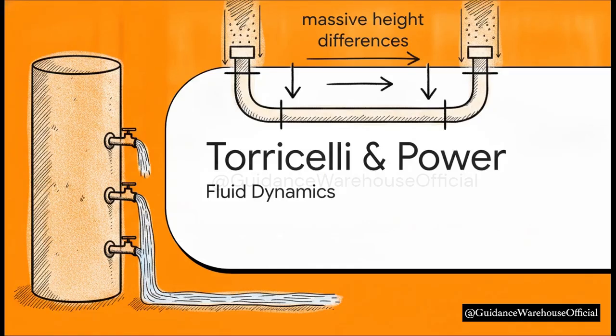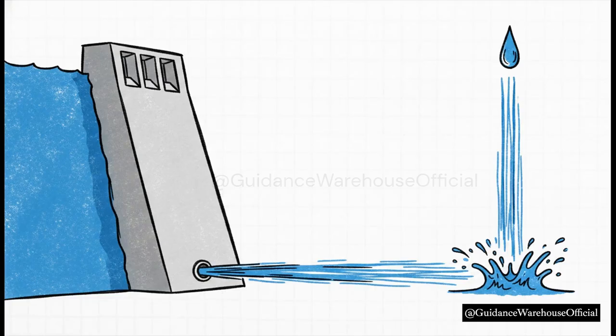All right, let's introduce a new variable. Section 4, Torricelli and fluid power. What happens when we look at massive height differences instead of just constant depth? Imagine water gushing from a large tube at the base of a massive dam. Because the pressure at the top of the reservoir and the pressure of the water exiting the tube below are both just atmospheric pressure, they cancel out of Bernoulli's equation.